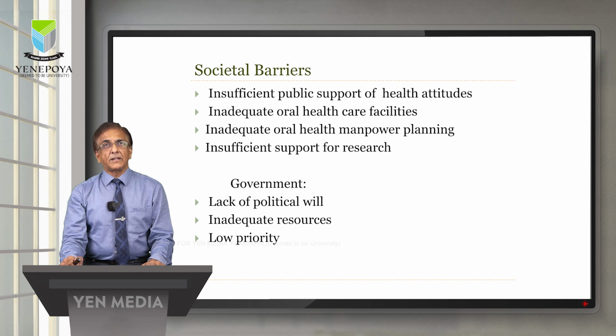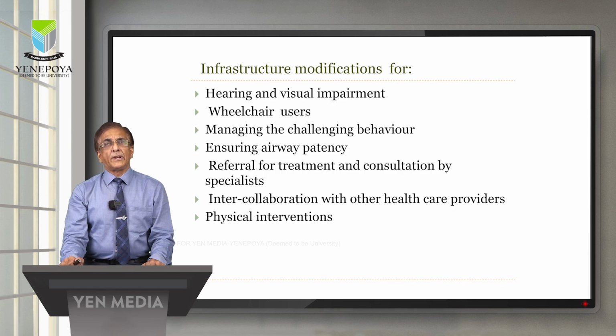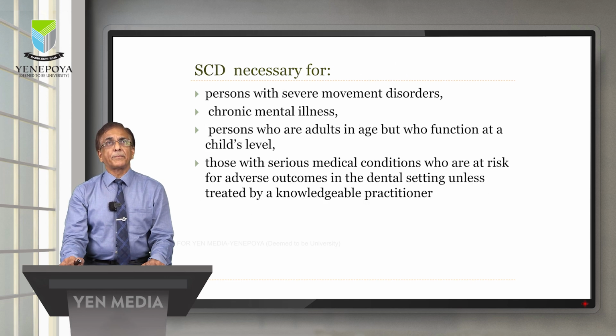Considering the government side: the lack of political will, inadequate resources, low priority. These are the methods you use in the examination section, or when the child needs a support system like infrastructure modifications, hearing and visual impairment, wheelchair users, managing the changing behaviors, ensuring airway patency, referral for treatment and consultation by the specialist, inter-collaborations with other healthcare providers, or physical interventions.